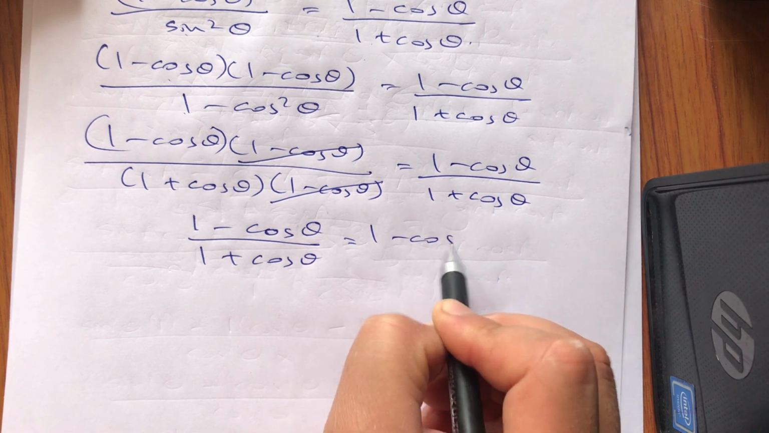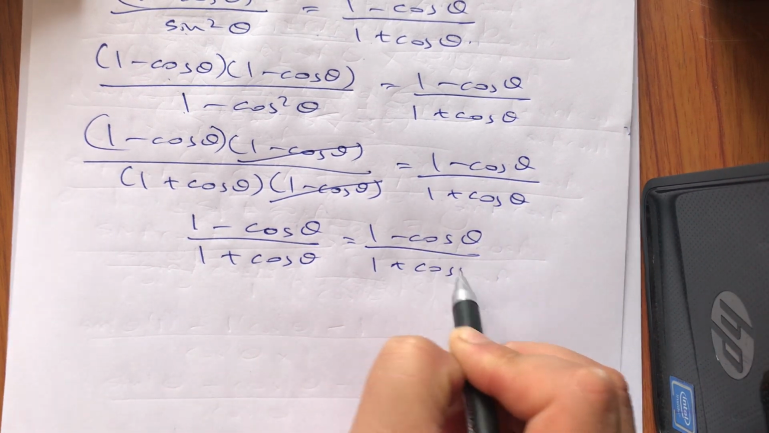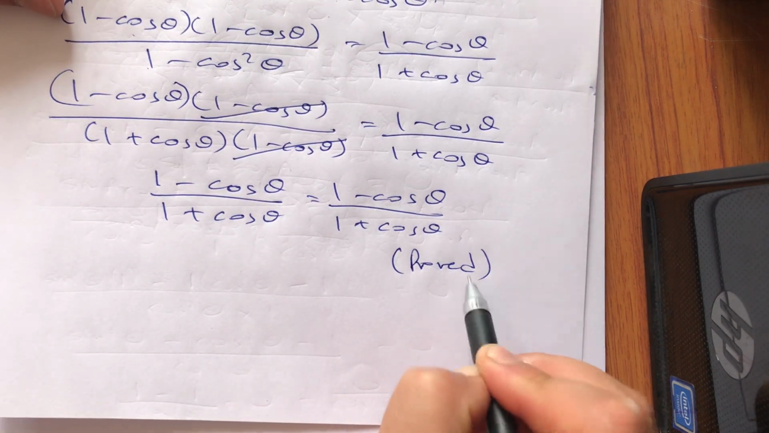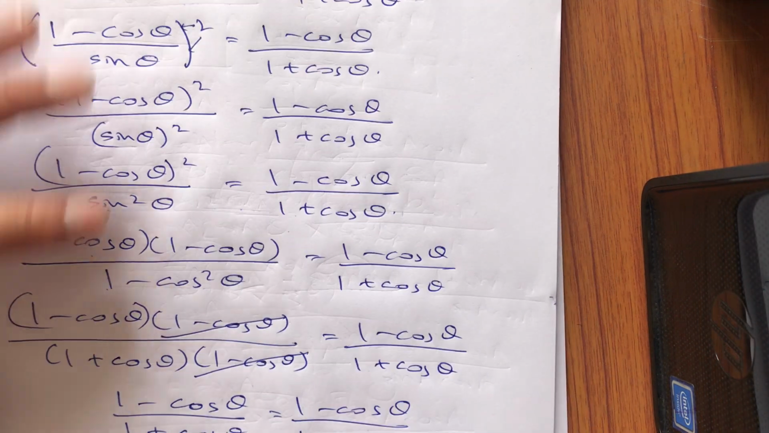The right hand side also has the same thing. So now if you look carefully, the left and the right are exactly the same, and that's how it's proved. So this was a little bit trickier.